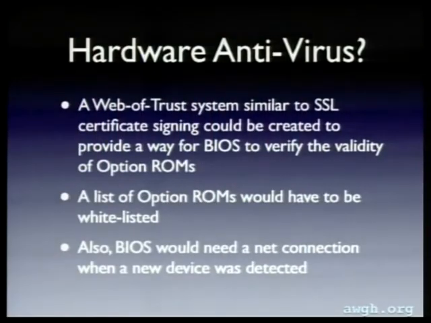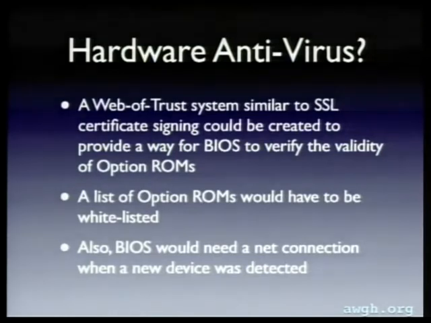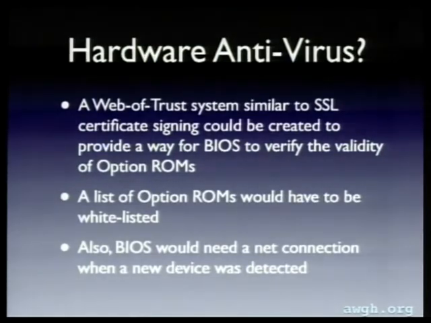So one possible solution that occurred to me would be to set up a web of trust system similar to the way SSL certificate signing works, where you could whitelist option ROM firmwares that were known good by some trusted authority, and have a secure repository on the local network where machines, when they started up, could check in with the repository, verify the signatures of their option ROMs, and then only run verified code. This probably isn't feasible on a large scale, but it might be a good idea for a government installation or like a power plant where the rules of computer use are a bit different than the general population.